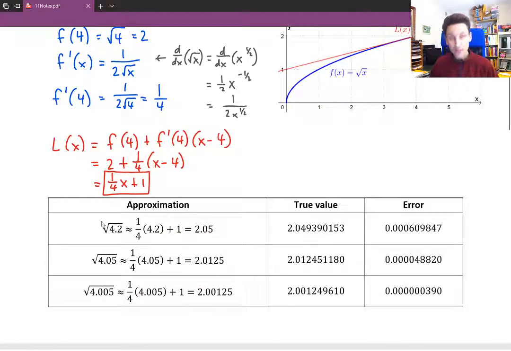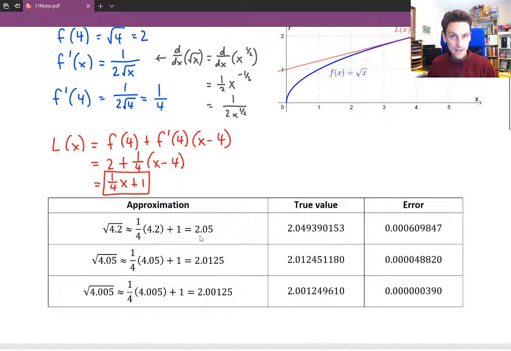So this can help you evaluate things like if you wanted to know the square root of 4 plus 0.2. Well, that's approximately equal to, so that's like taking x equals 4.2 and plugging it into this square root of x function. But we said that the square root of x function can be approximated by 1/4 x plus 1. So instead of plugging 4.2 into the square root function, we can just plug it into the linearization, 1/4 x plus 1. And that's a much simpler calculation. You just take 4.2 divided by 4, add 1.